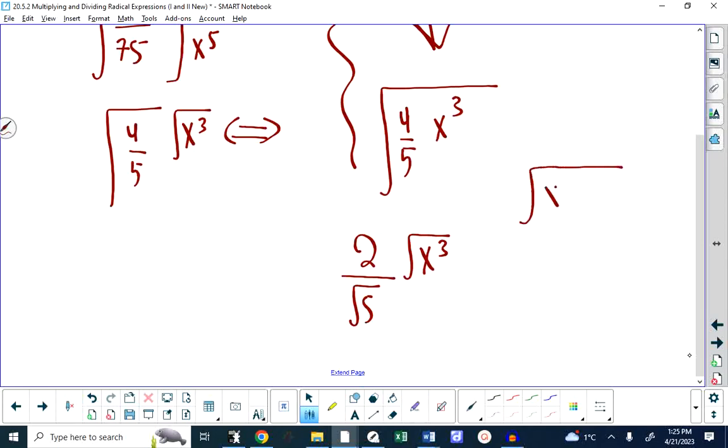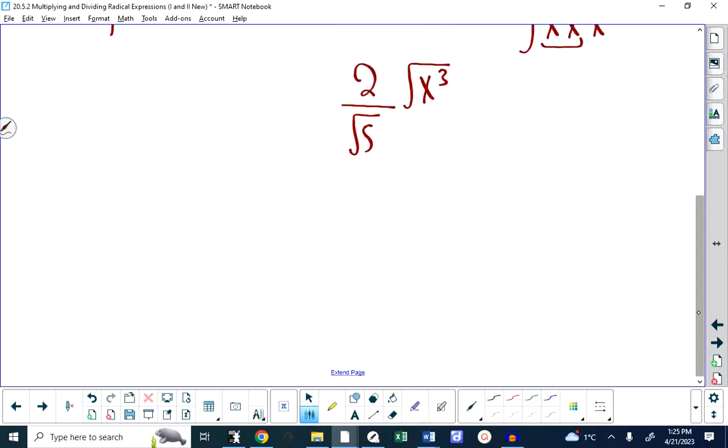That x cubed under the square root is this, so there is a pair of x's that I can take out as a single x, and what I have then is 2x root x over root 5. X is not a negative number, but I don't care. Are we done? Why not?